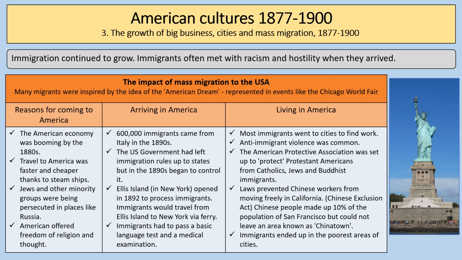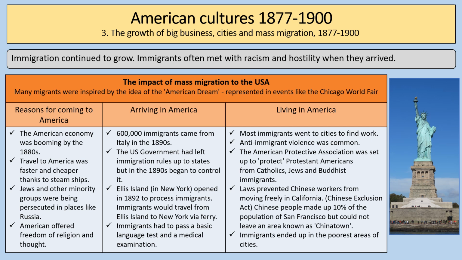So in the late 19th century, immigration continued to grow. The Statue of Liberty in New York is a potent symbol of that immigration. Immigrants often, however, unfortunately met with racism and hostility when they arrived. Now, many migrants were inspired by the idea of the American dream, represented in events like the Chicago World Fair, and the idea that if people worked hard, then they could achieve anything they wanted to.